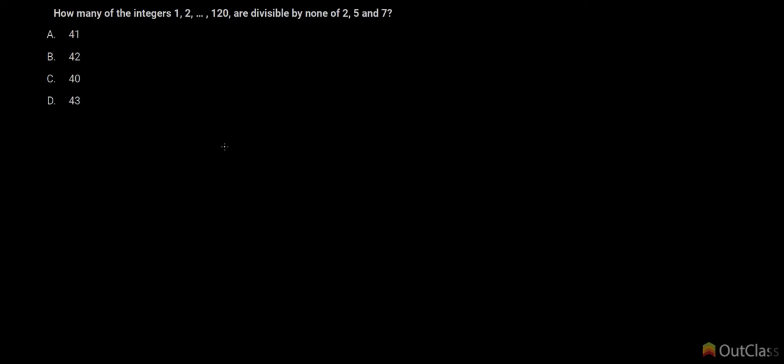How many of the integers from 1 to 120 are divisible by none of 2 and 5 and 7? Not divisible by 2, not divisible by 5, not divisible by 7. This is a combinatorics question at its core. The primary concept that might prevent you from solving this is the principle of inclusion exclusion. Other things are also required, basic divisibility, and the idea of a complement that turns up in set theory and PNC, but this is the primary thing, I think. How do you do this?